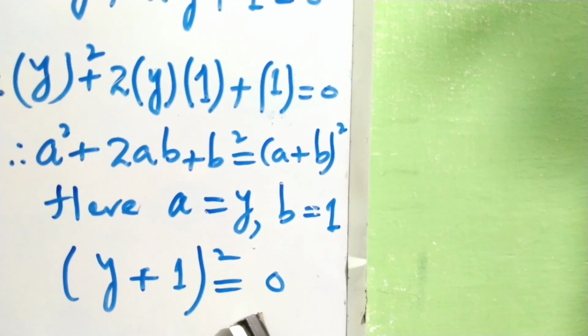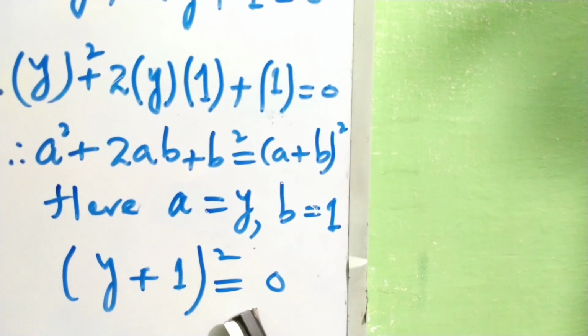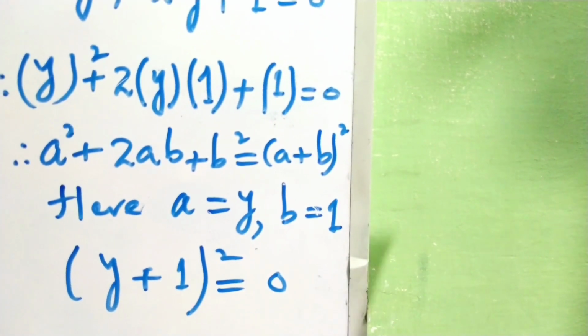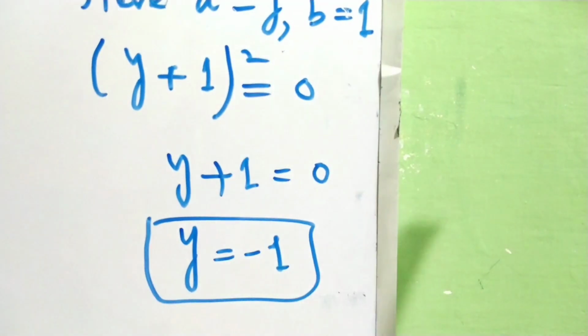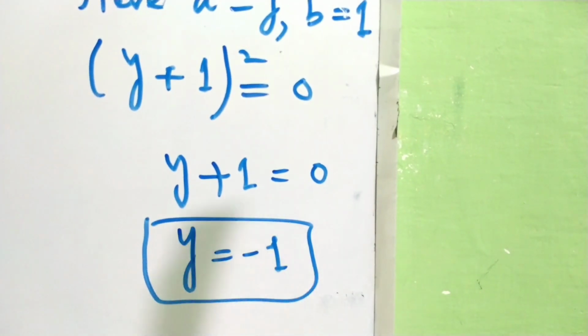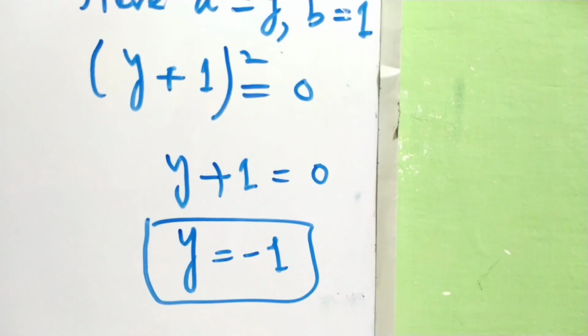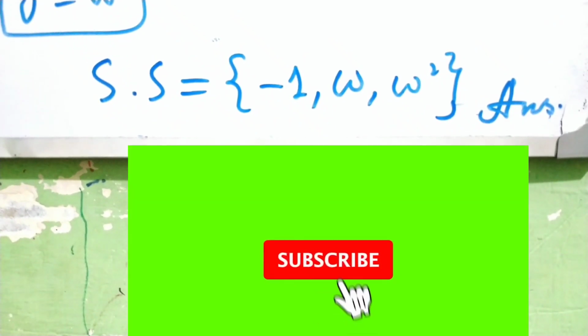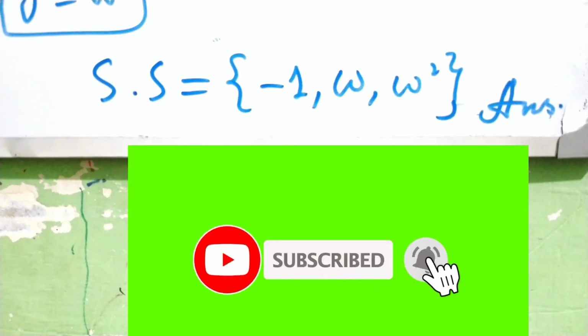If we remove the square from the left hand side, we will take root of 0, and root of 0 is equal to 0. So y plus 1 equal to 0 and y is equal to minus 1 is the value. And finally the solution set is equal to 1, minus 1, omega and omega square. This is our answer, and this also concludes our lecture.